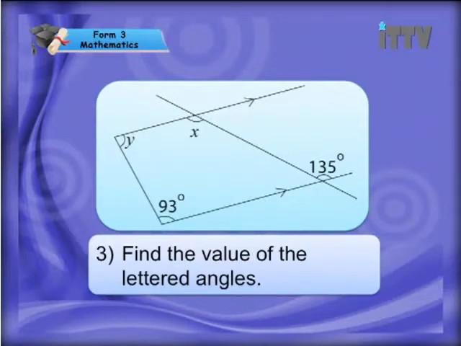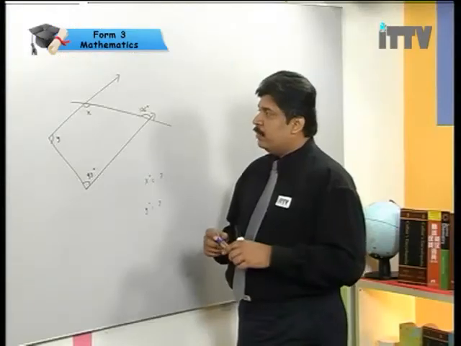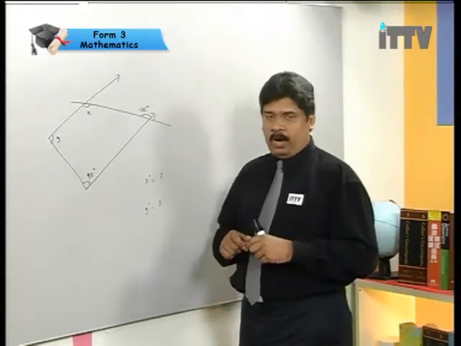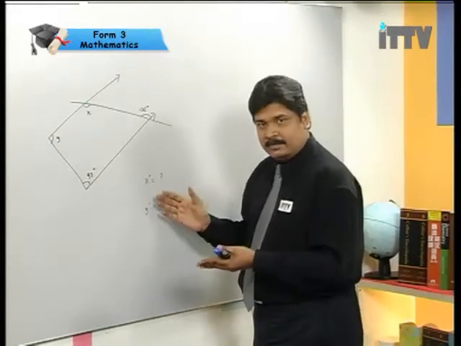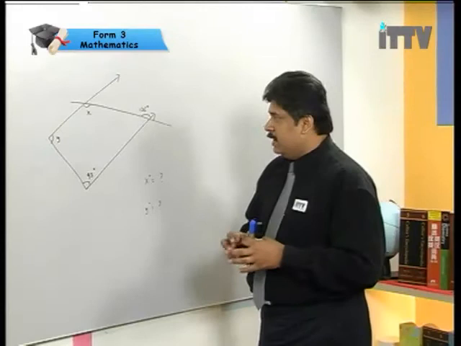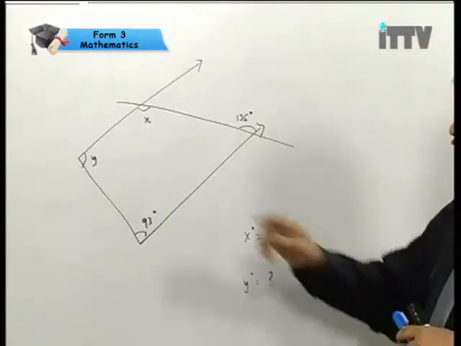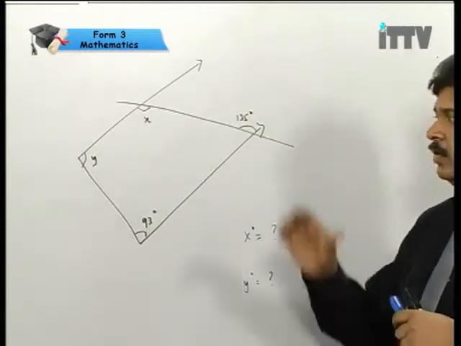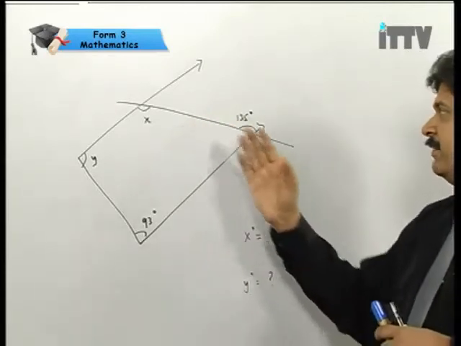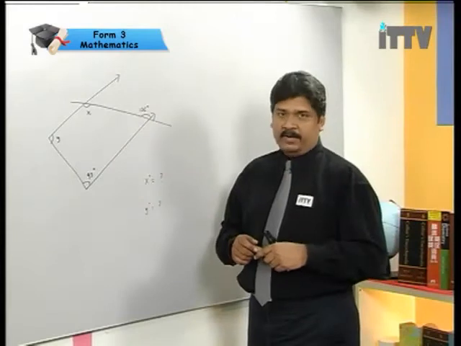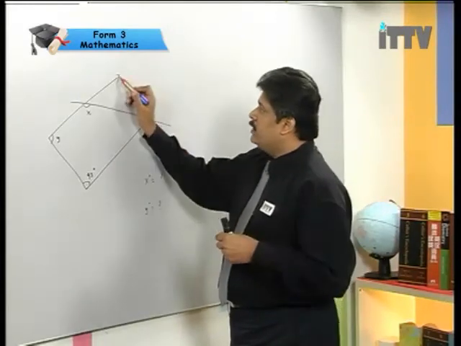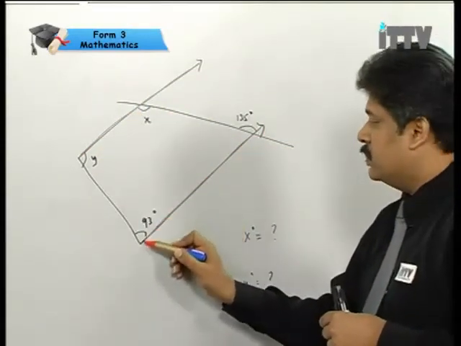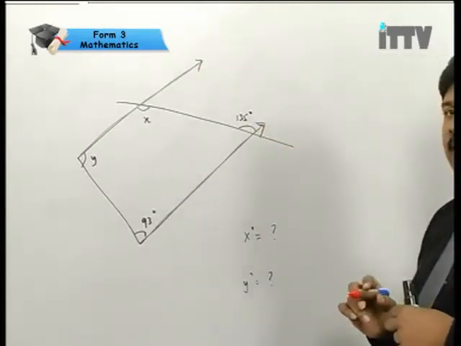Find the values of the lettered angles. When you talk about the lettered angles here, we are talking about the value of x and the value of y. How are we going to attempt to solve this problem? If we look into the angle x, it is located on this parallel line. I always stress the point: in order for us to attempt this type of question, we have to identify where the parallel lines are. In this question, it would be this particular line here and this line here. So therefore, we have two parallel lines.